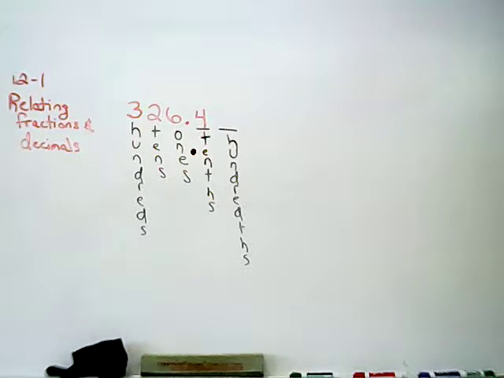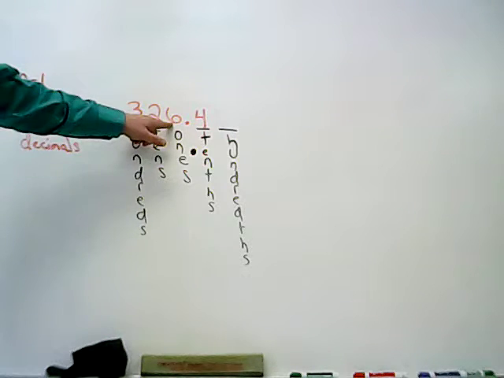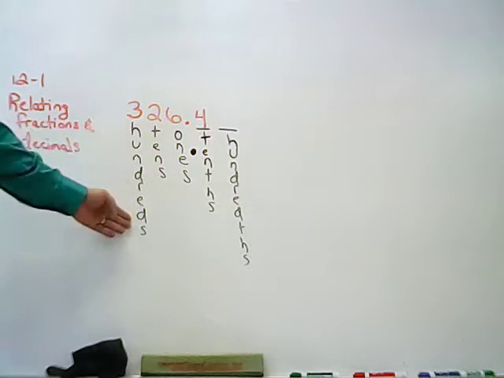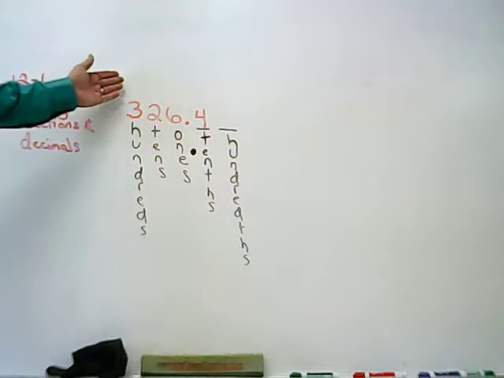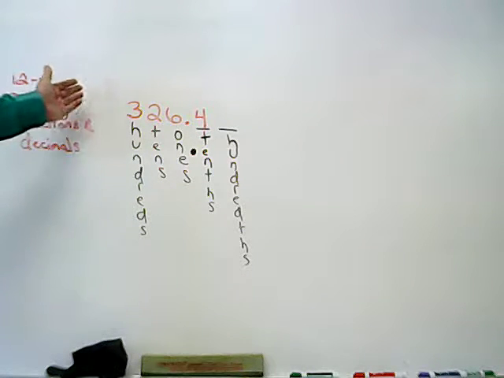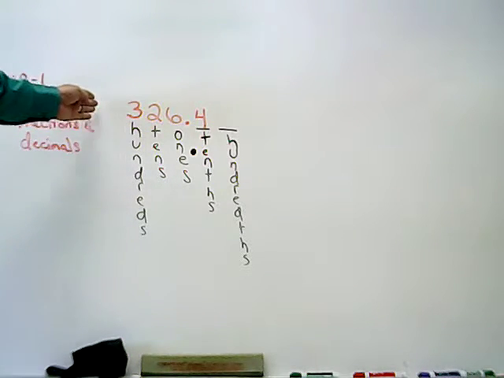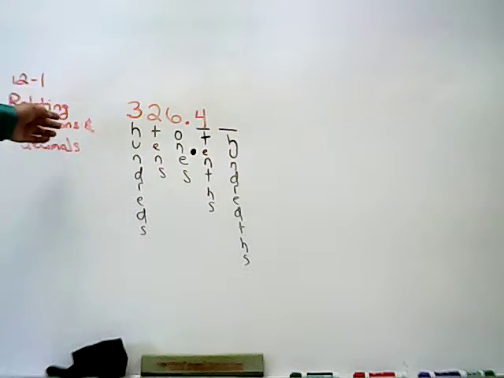First, as you can see on the board, I have a number written, 326.4. And what I did for you is label your place values. My 6 is in my ones place, 2 is in my tens place, 3 is in my hundreds place, and then I would go thousands, 10,000s, 100,000s, millions, and continue on going to the left, as I normally do.